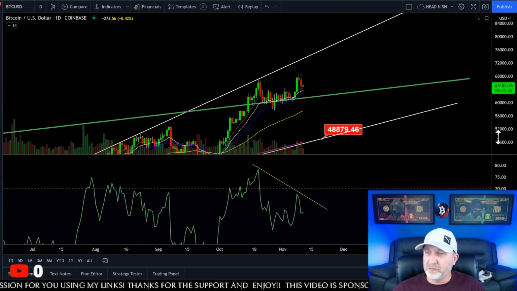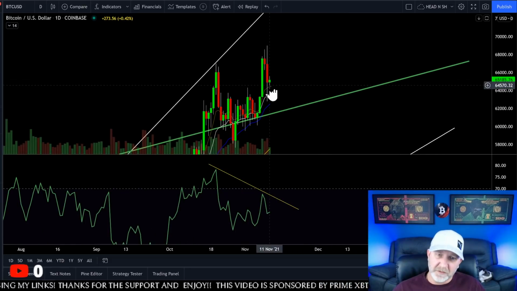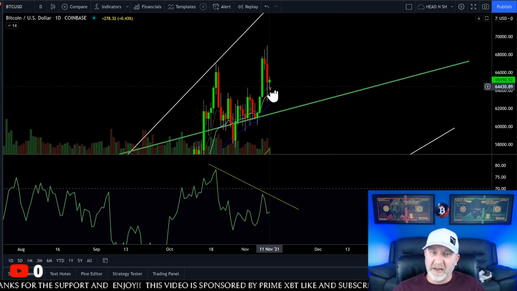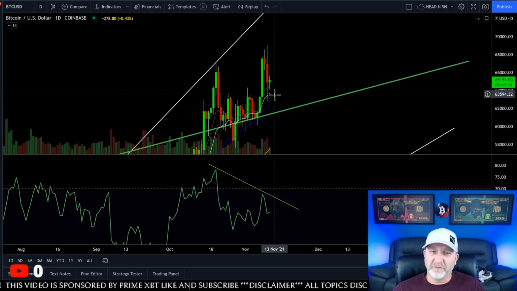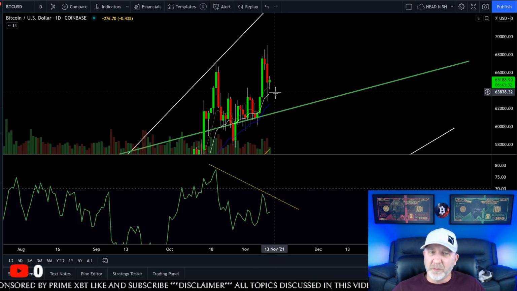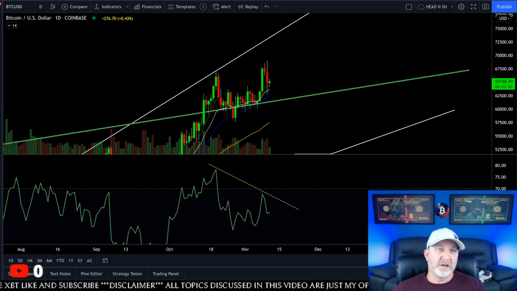Let me zoom in here a little bit. If you can maintain above this 8 EMA, I would say if the daily closes below the 64.5, it's going to be pretty ugly for Bitcoin over the next week or so.